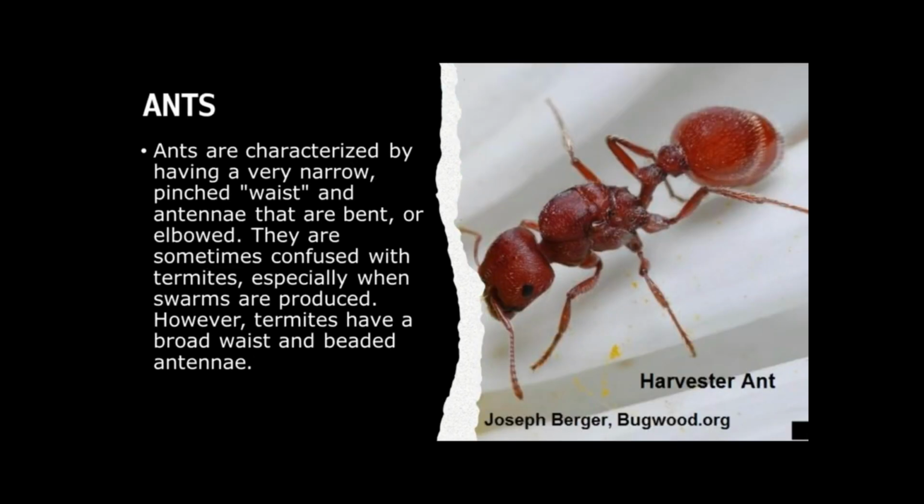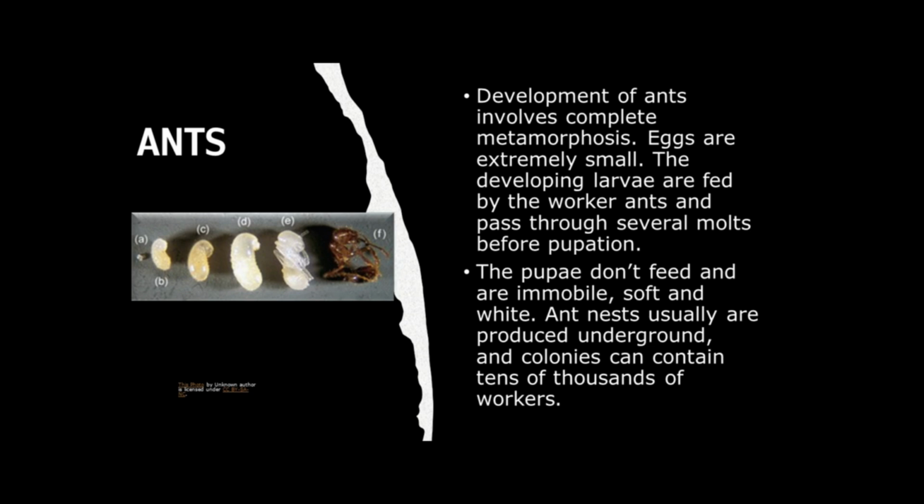Ants are characterized by having a very narrow, pinched waist and antennae that are bent or elbowed. They are sometimes confused with termites, especially when swarms are produced. However, termites have a broad waist and beaded antennae. Development of ants involves complete metamorphosis.